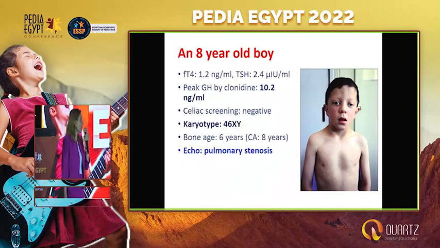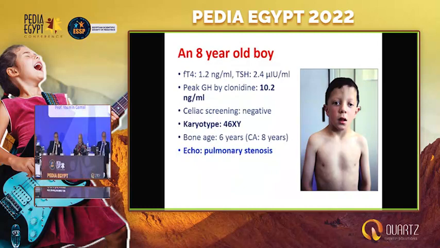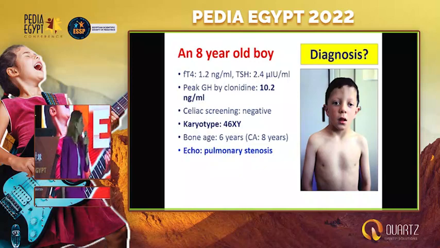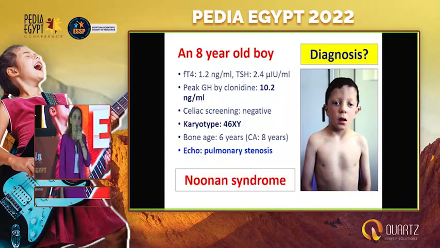His thyroid, growth hormone, celiac, karyotype, everything is fine. The bone age is delayed. He has pulmonary stenosis on the echo. What's your diagnosis? Thank you very much. Excellent audience. Yes, this is Noonan syndrome. He looks like Turner, but this is a boy.